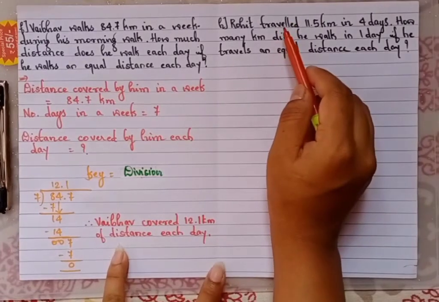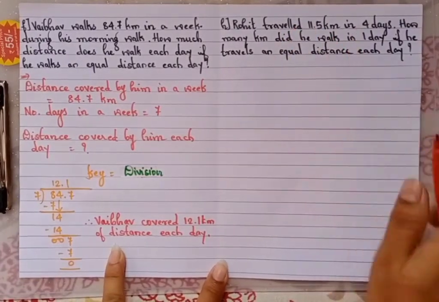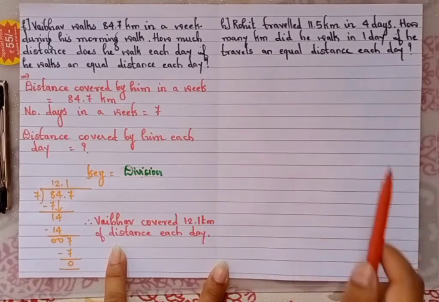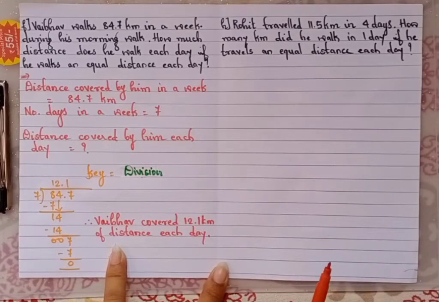Rohit traveled 11.5 kilometer in 4 days. How many kilometer did he walk in 1 day if he traveled an equal distance each day? Dividing a thing into equal groups is nothing but division. So it is one more problem of division. So let's write the given things first.